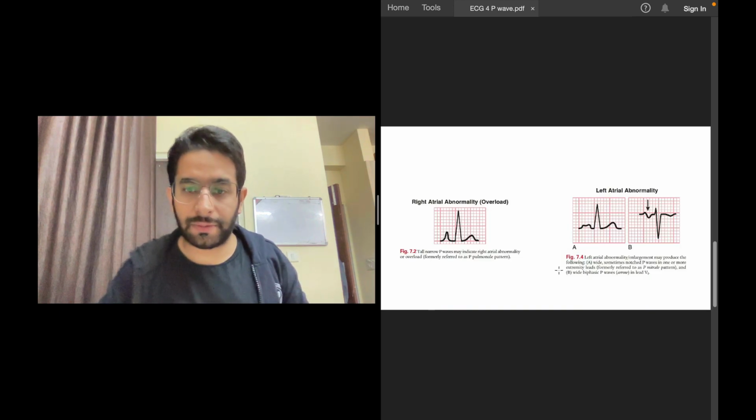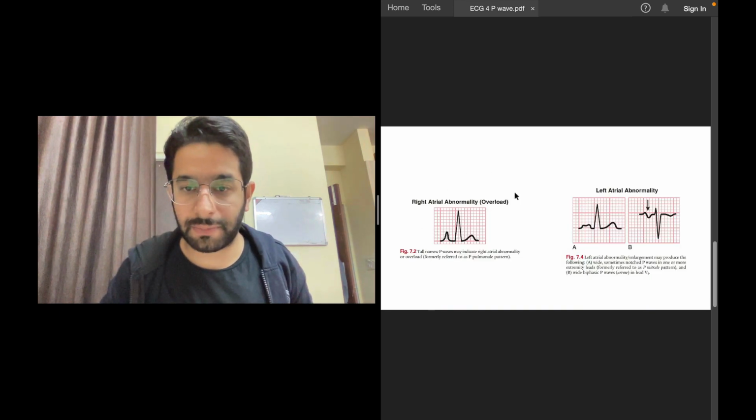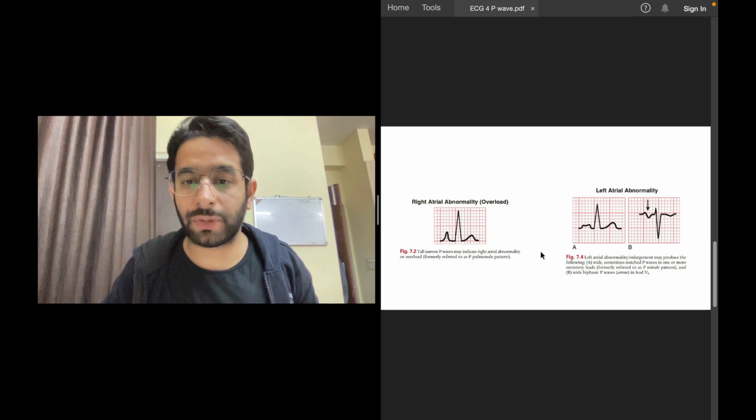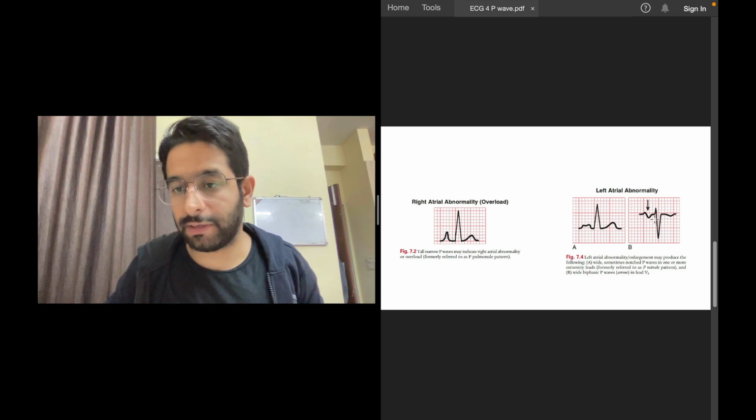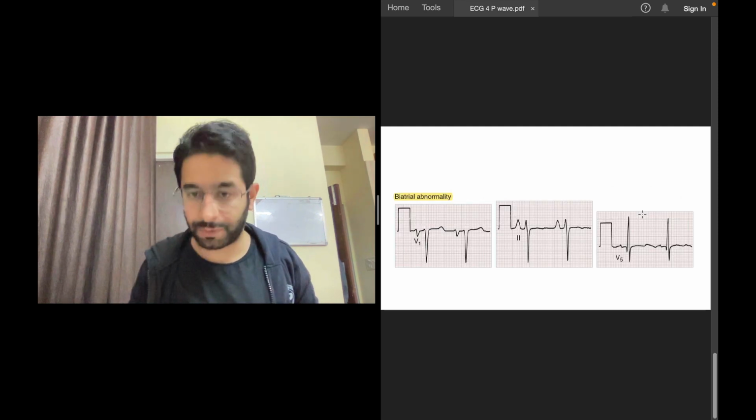And again, showing the same thing, this is a right atrial abnormality or right atrial overload in the form of tall, narrow P waves. Formerly they were known as P pulmonale. And this is the left atrial abnormality. Look at the lead 2, this wide and bifid P wave. Look at the lead V1, this increased terminal negative deflection.